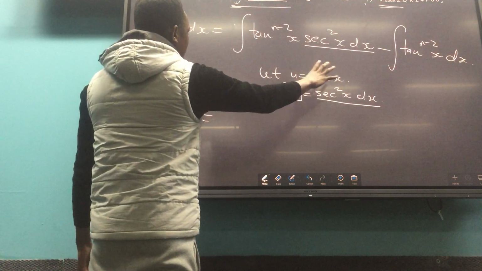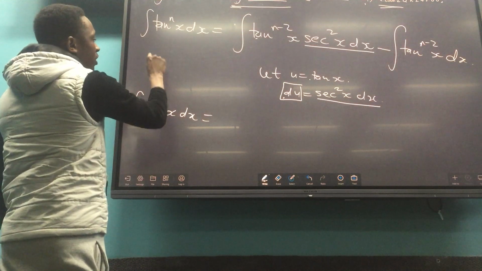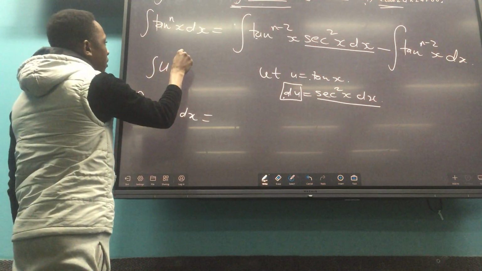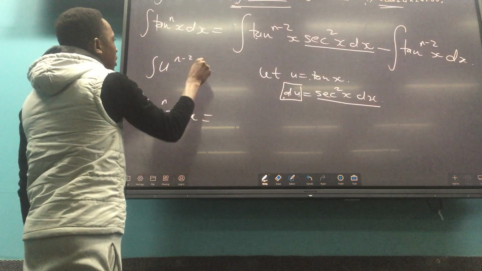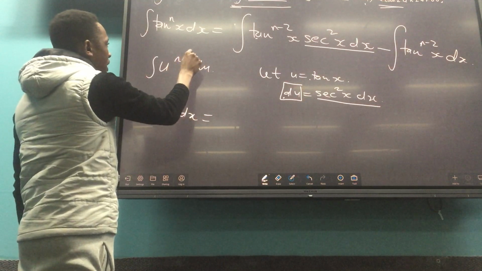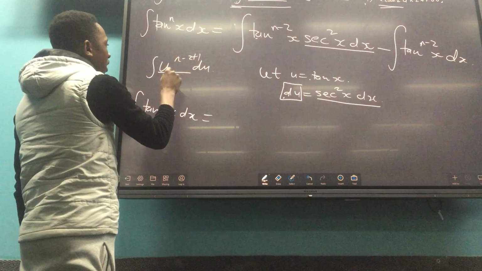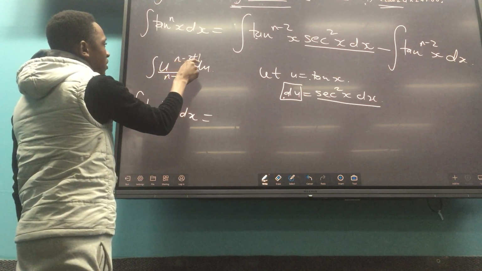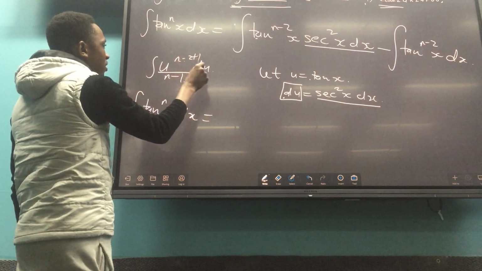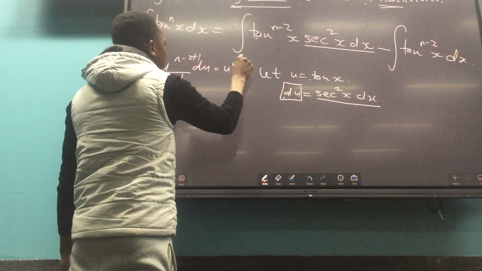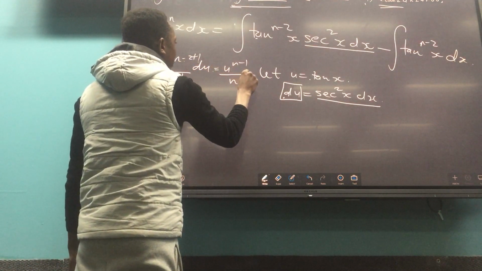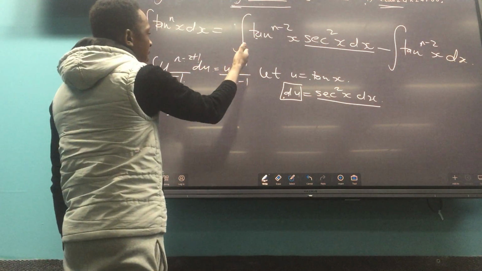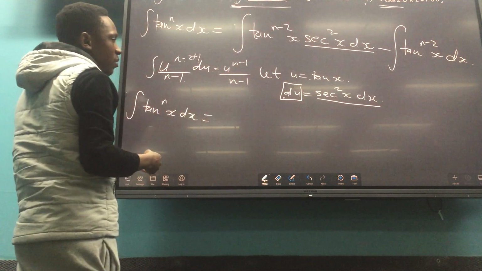So that's going to give us the integral of tan to the n of x dx equals, and this part here let's do on the side. We get the integral of u to the n minus 2 du. If we integrate that, we add 1 to the power, then divide by the resulting power. So minus 2 plus 1 gives minus 1. So it's u to the n minus 1 over n minus 1, which is tan to the n minus 1 of x over n minus 1.